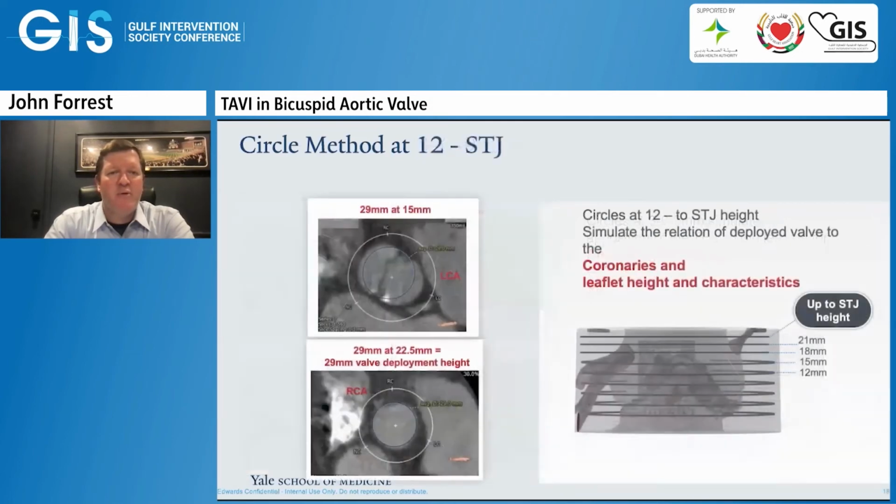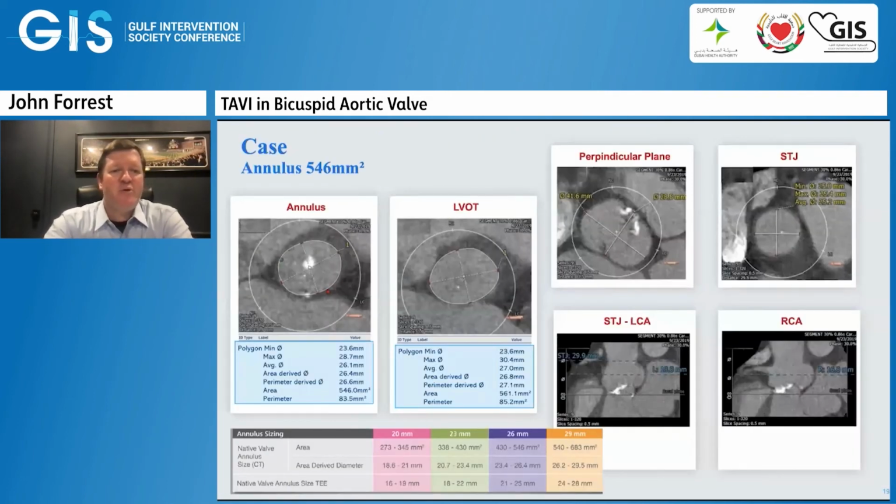It's also important, however, that we go up further from 12 millimeters to the sinotubular junction. Here, looking at interaction with the coronaries, the leaflet heights, and the characteristics there. I want to show just a nice example here. So here's a patient whose annulus measures 546 millimeters. It's really right on that border between a 26 and a 29 SAPIEN 3 valve.